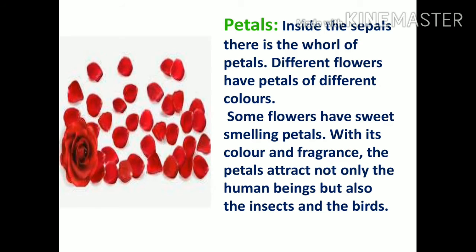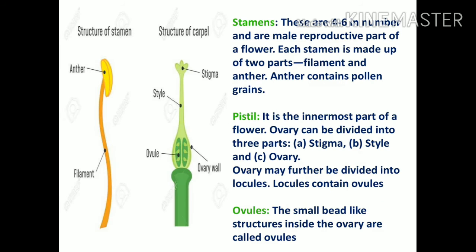Stamens. These are 4 to 6 in number and are the male reproductive part of a flower. Each stamen is made up of two parts, filament and anther. Anther contains pollen grains.